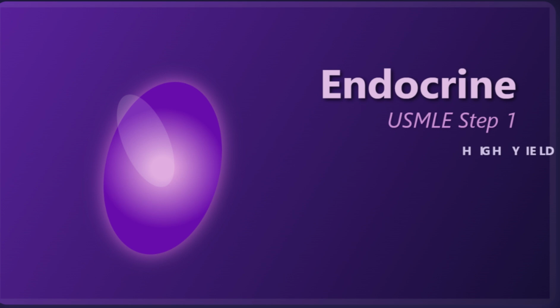Are you following me? Now we move to drugs that increase insulin secretion. First-generation sulfonylureas like chlorpropamide and tolbutamide, and second-generation sulfonylureas like glipizide and glyburide, work by closing potassium channels in pancreatic beta cell membranes.